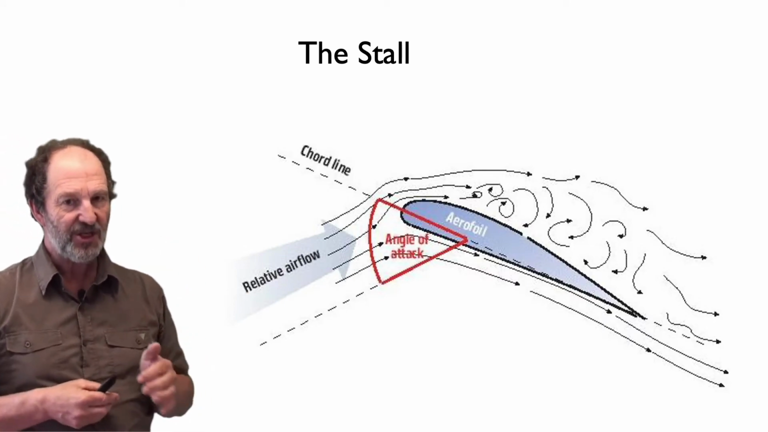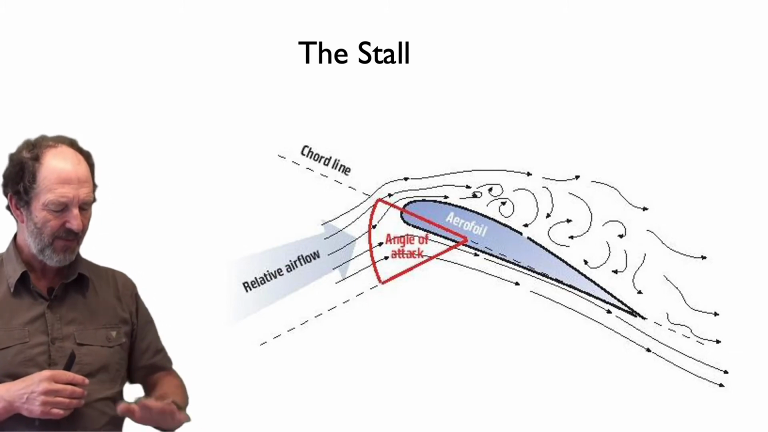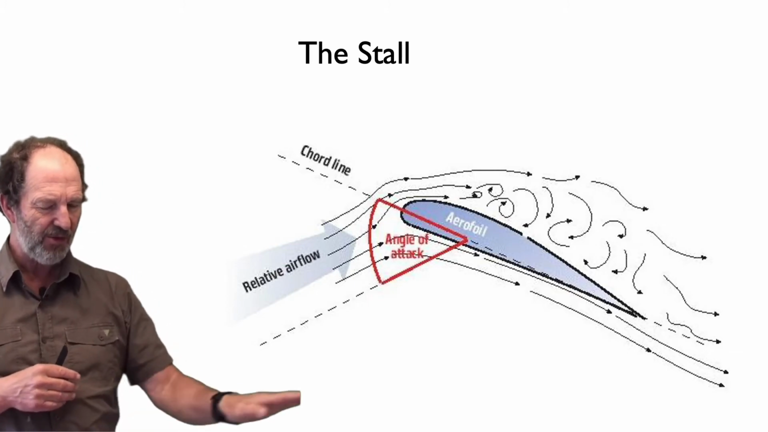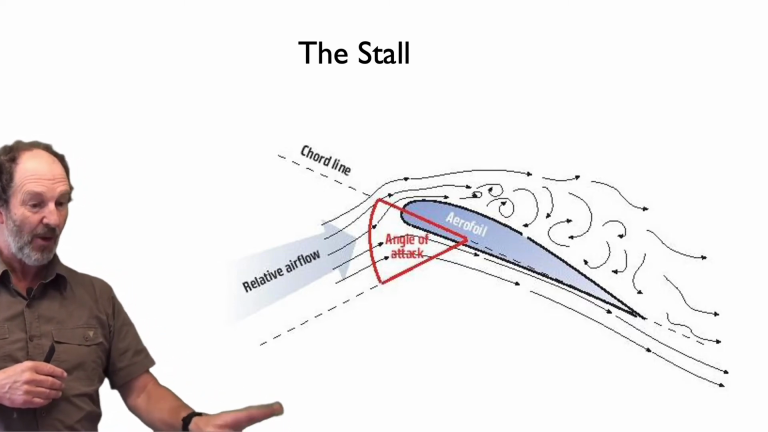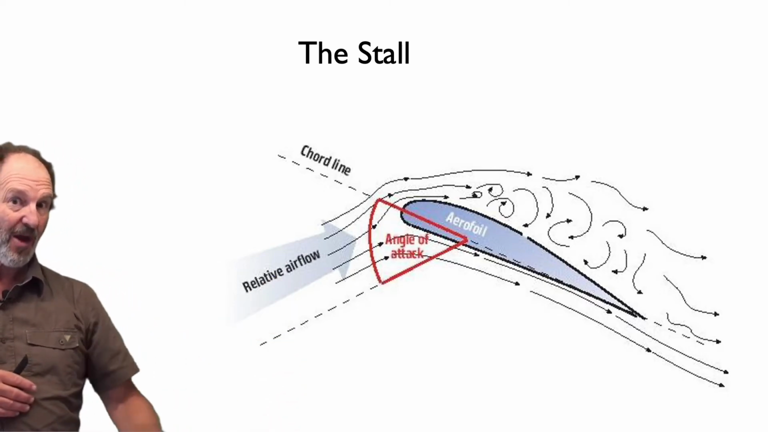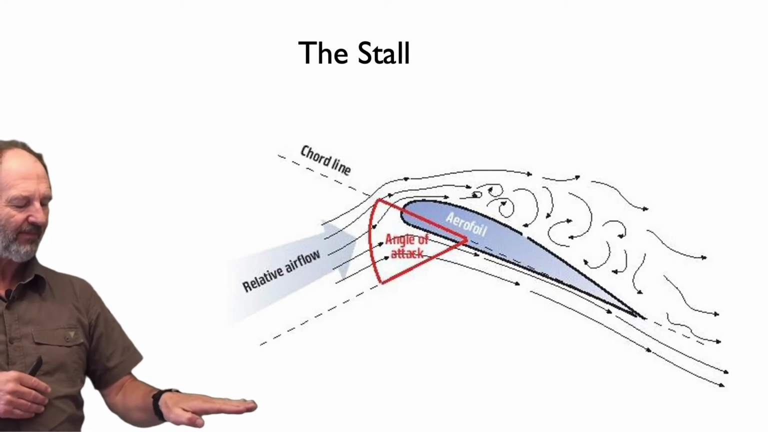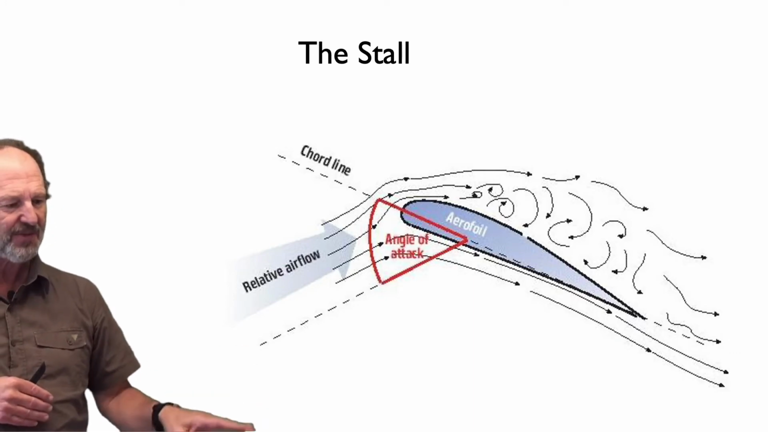A good way to visualize this is as a liquid. If we imagine a smooth curved rock in a stream, like a weir, the water will flow over it in a nice laminar angle, so it'll be nice and smooth. You've probably all seen this.